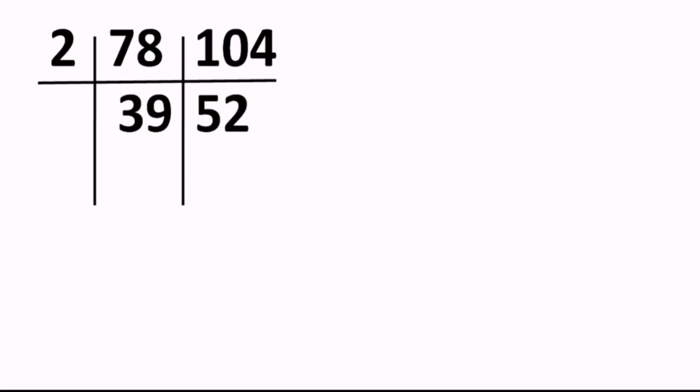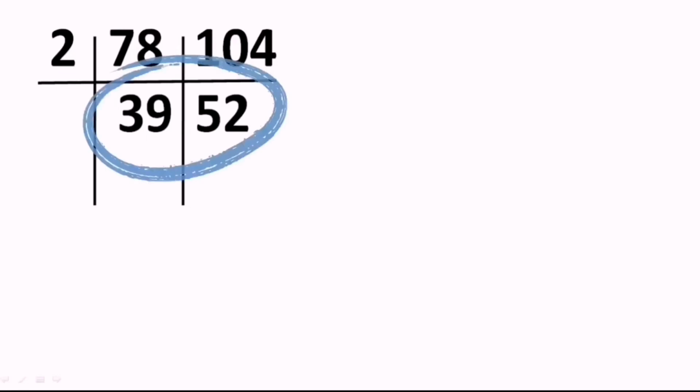When you do half of 78, we get the answer 39, and when you do half of 104, we get the answer 52. Okay, now can you see any table in which we can get both 39 and 52? Is there any table? I had suggested you to learn the tables of 13, 17, 19.